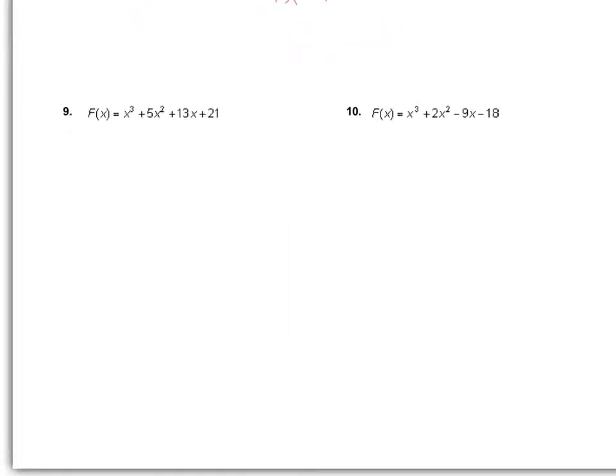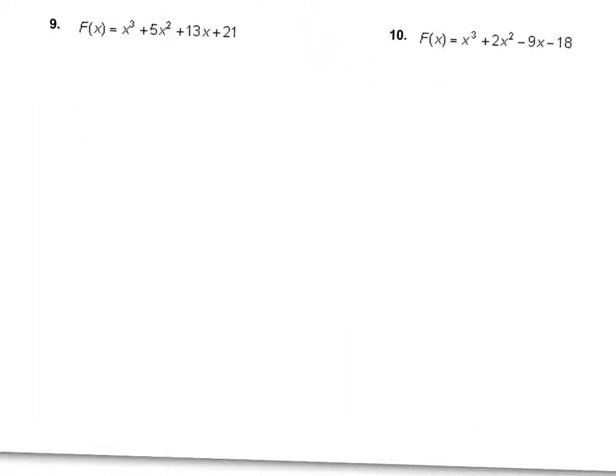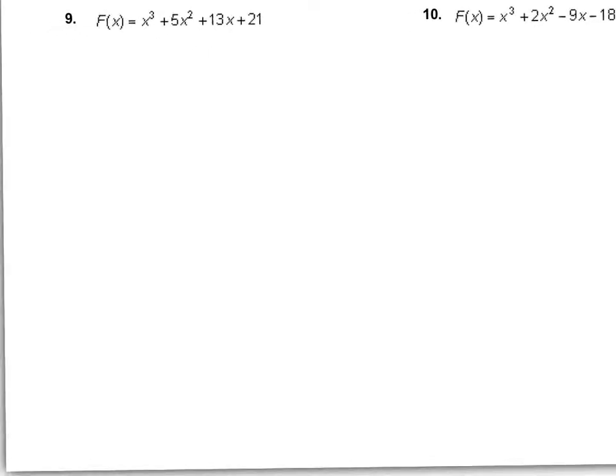Last but not least, problem 9. So I've got to list my p's and q's to begin with. Well, again, this q here is 1, so I'm not really going to worry about that. I'm just worried about my p's. My factors of 21 are positive and negative 1, positive and negative 3, positive and negative 7, and positive and negative 21. So I don't really want to have to go through the hassle again of actually determining which of these is going to work by synthetic division.